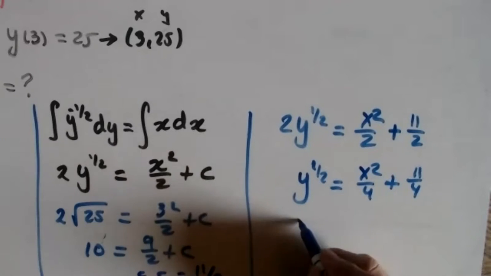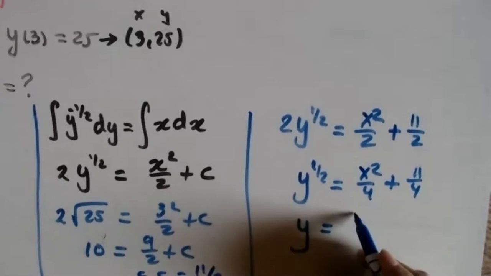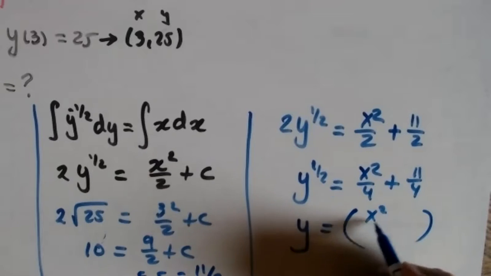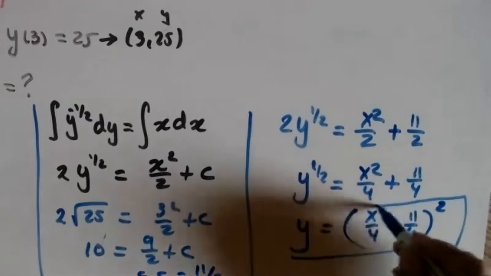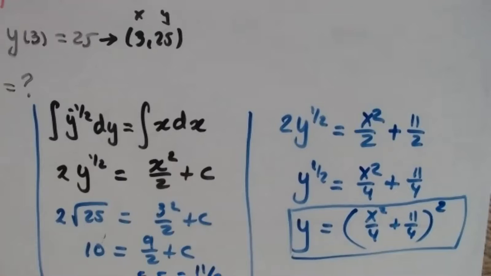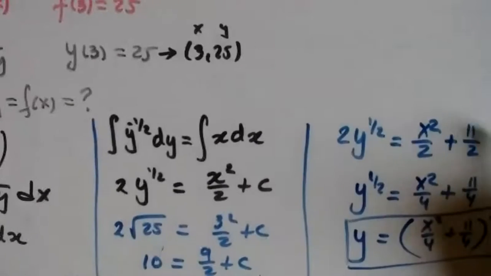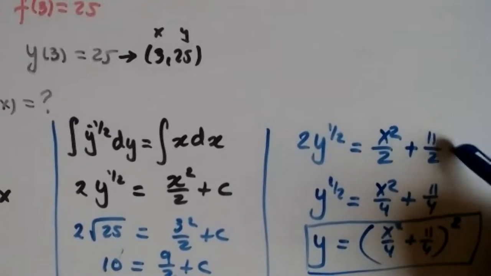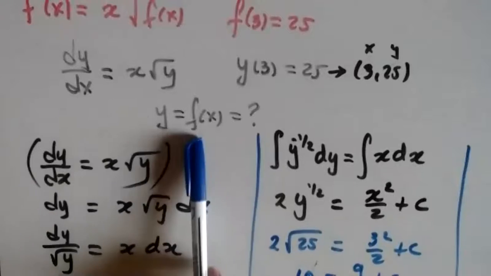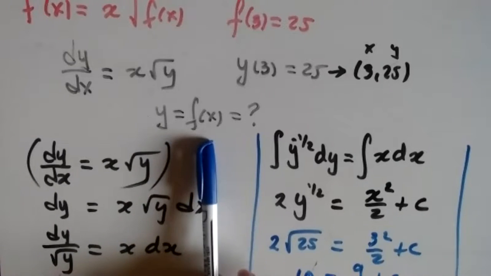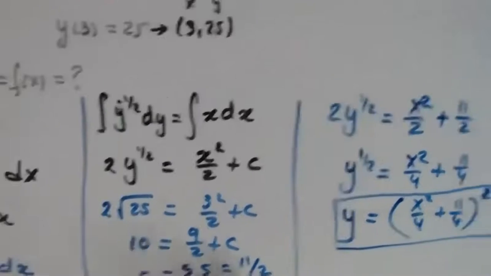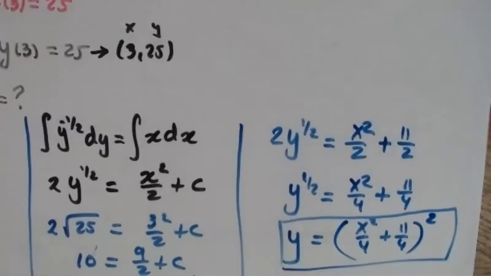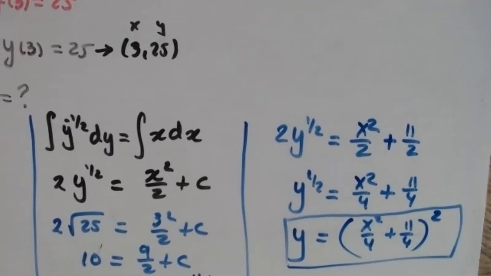How? Square both sides. That's my answer. Be careful with what you have to answer. This is correct, yes, but this is an implicit solution. You need the explicit solution, y equals. So once you have your constant, you plug it in, then you solve for y. And then you get y equals.